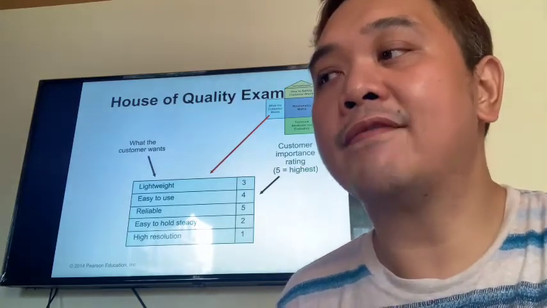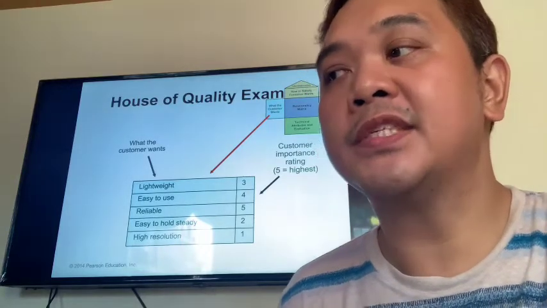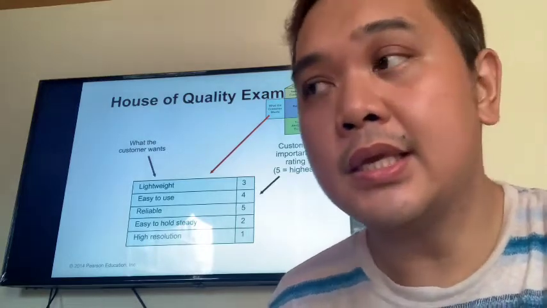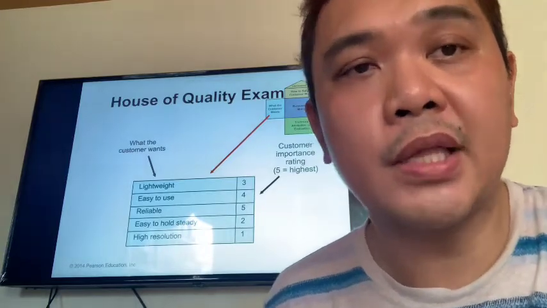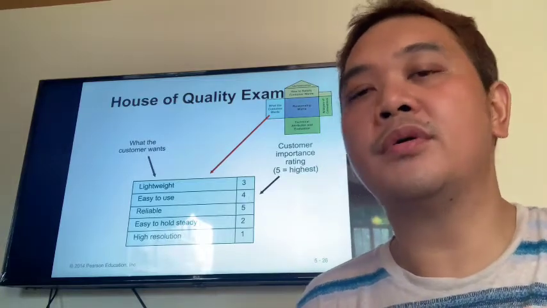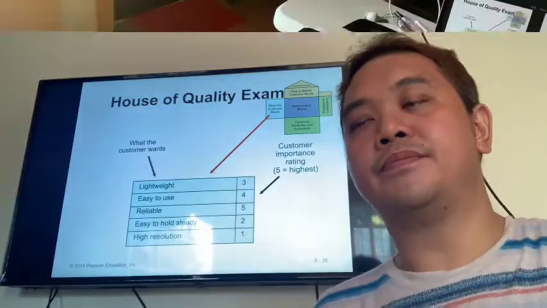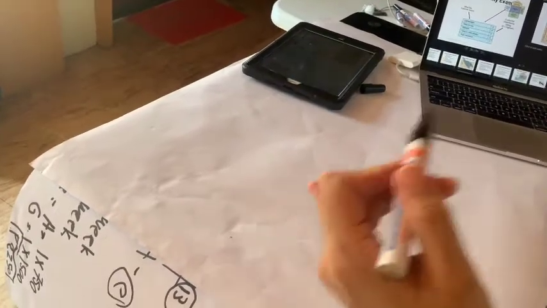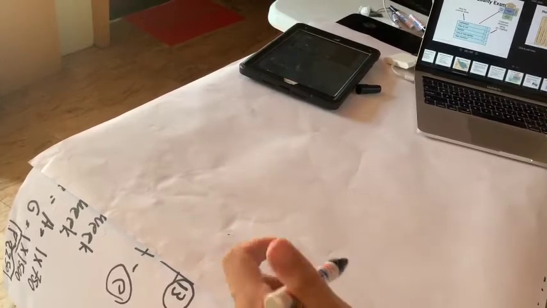So you rate it at 5. Easy to use comes next. After that, your camera should be lightweight and then easy to hold, and then the last requirement of your customer is high resolution. So you write it in the left wing of the house. Okay. So what are the customer requirements? As I've said, lightweight, easy to use, reliable, easy to hold, and high resolution.